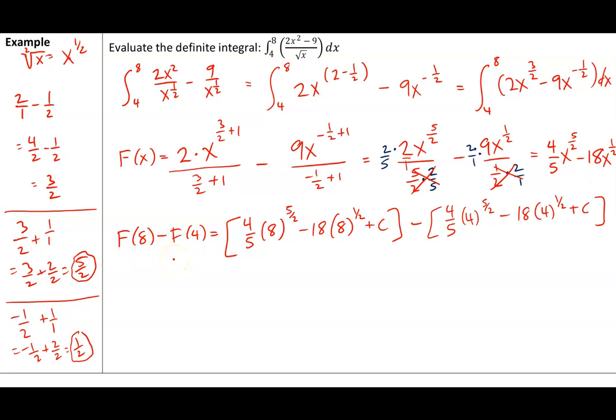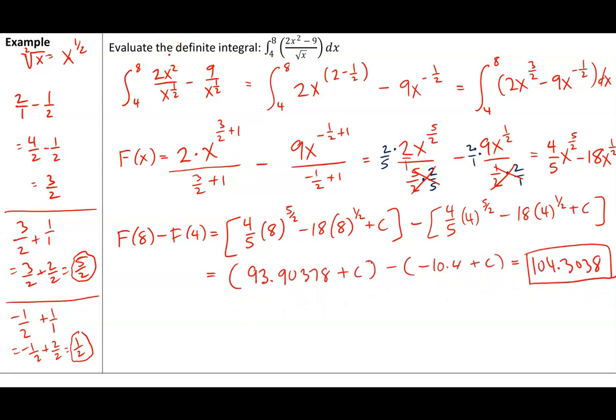I strongly recommend you use Desmos or some kind of a really easy calculator. So we're going to replace the x first with 8. So each of the x's gets replaced with 8, and then minus, they get replaced with 4, which are our limits of integration. If you simplify all this in a calculator, we're going to get 104.3038.